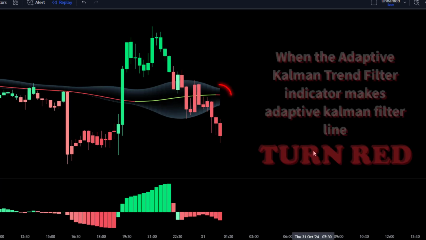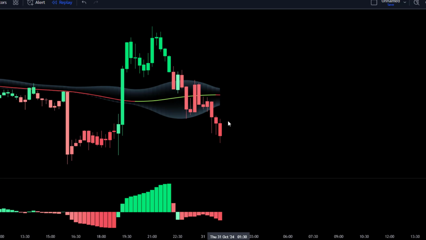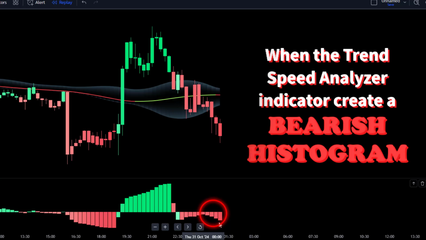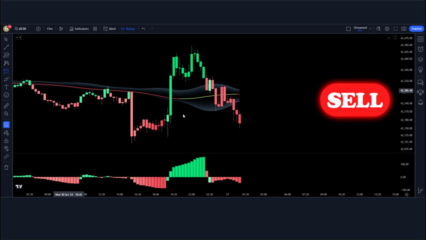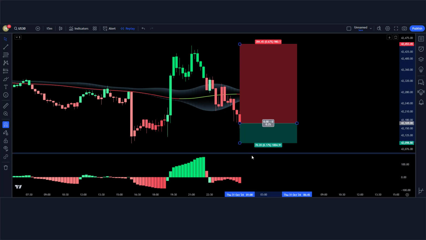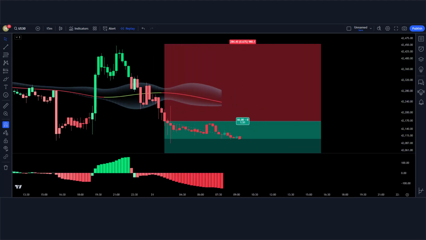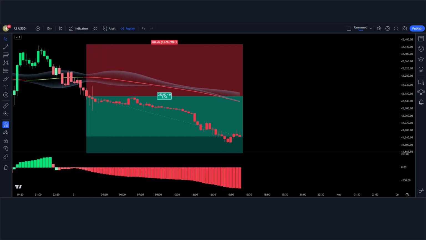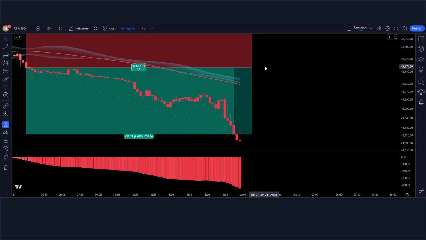Now, let's understand the concept where we will take buy and sell trades based on their conditions. When the adaptive Kalman trend filter indicator makes the adaptive Kalman filter line turn red, when the market has formed a bearish candle, and when the trend speed analyzer indicator creates a bearish histogram, if this condition is fulfilled, then we will place a sell order. Our stop loss will be placed at the current market higher level, and the risk to reward ratio will be 1:1.5. The market has completely hit the target.